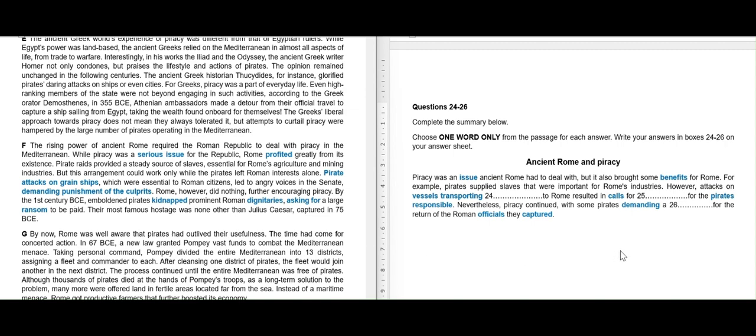Question 26 says that piracy continued in Rome and pirates demanded something for the officials they captured. The keywords are demanding, officials, and captured. The synonym of officials is dignitary, for captured is kidnapped, and demanding is asking for. So what did the pirate demand or ask for? They asked for ransom. Hence, the answer is ransom.